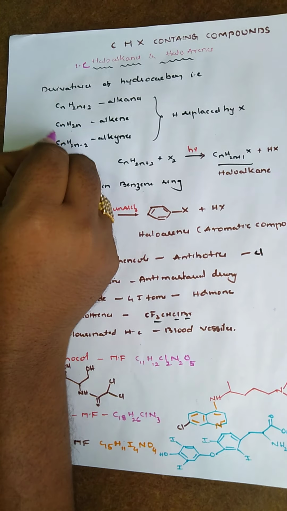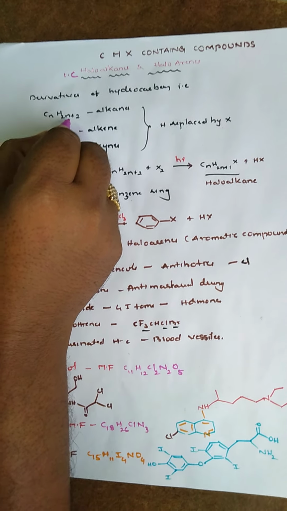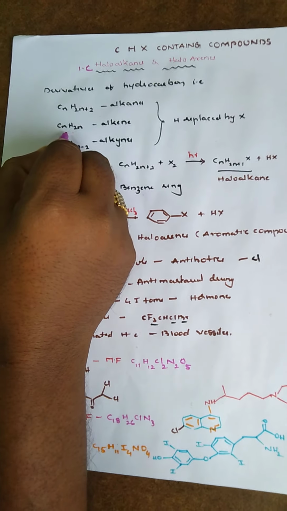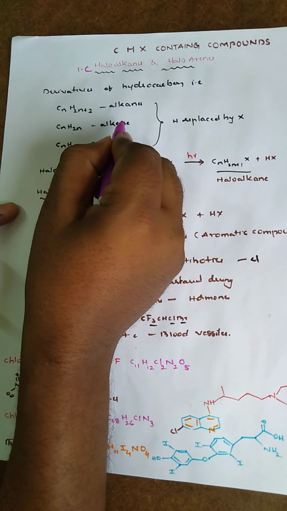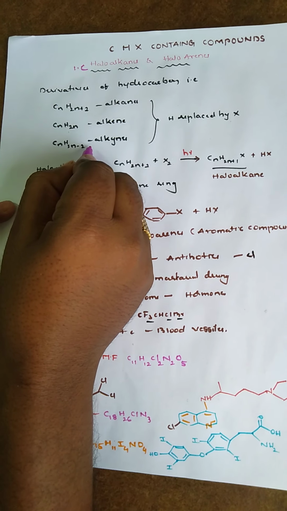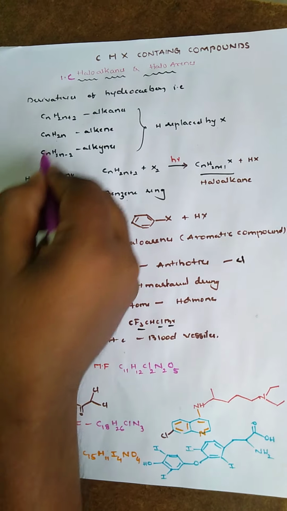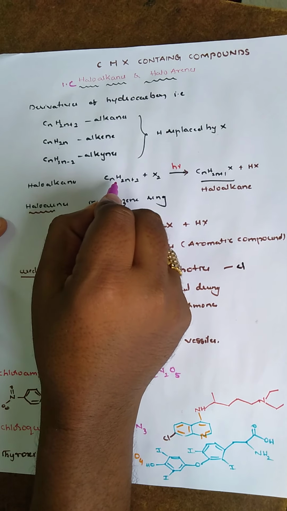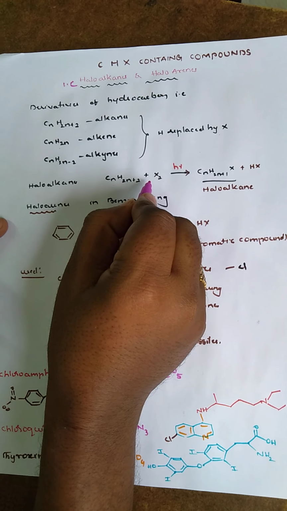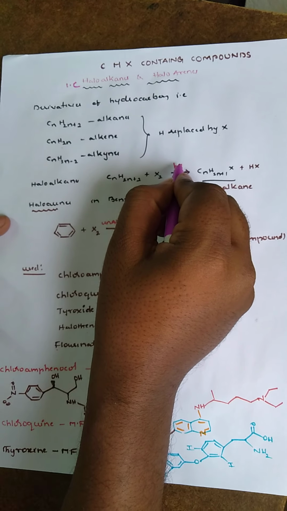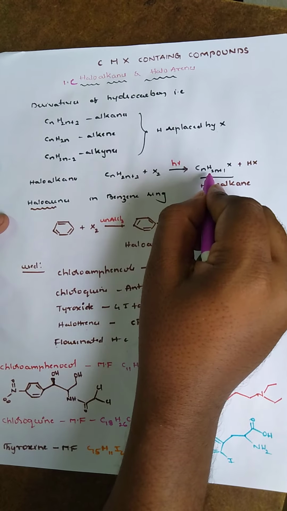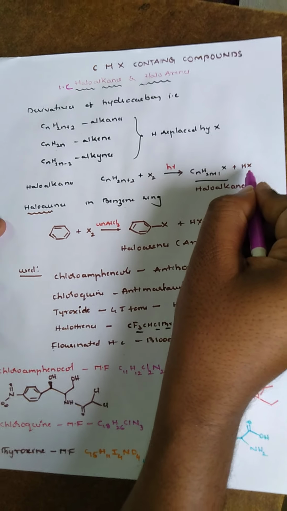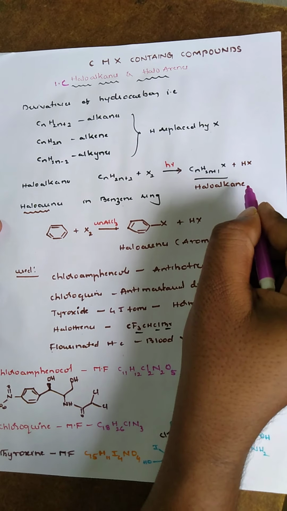Their respective general formulas are CnH2n+2 for alkane, CnH2n for alkene, and CnH2n-2 for alkyne. Haloalkanes are simple derivatives of alkanes. One hydrogen is simply replaced by the halogen in the presence of sunlight to give CnH2n+1X plus HX, known as haloalkanes.